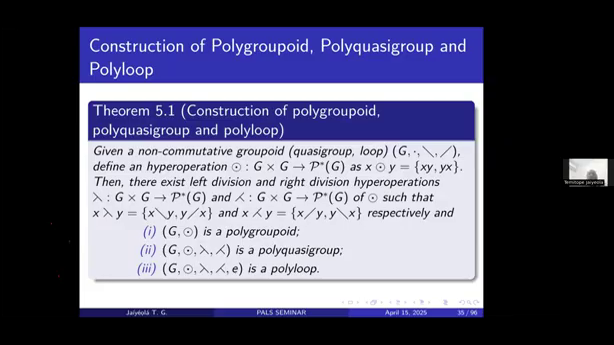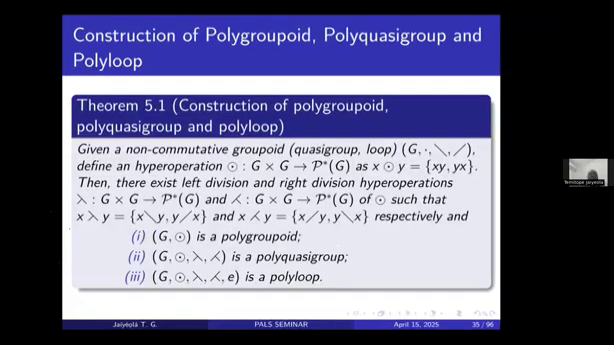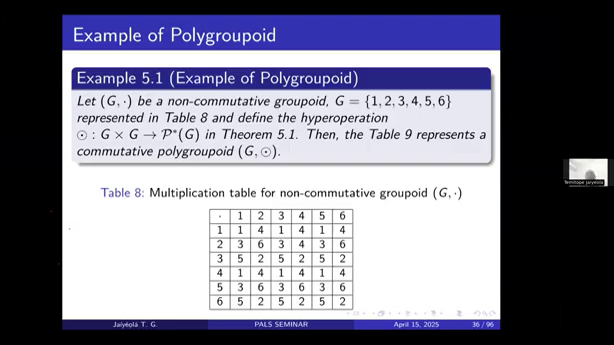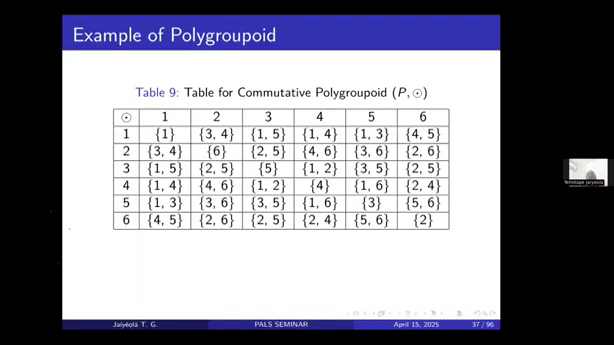And using this particular theorem, we have the following example. Example 5.1 is an example of a polygroupoid. Table 8 represents a groupoid. And with the aid of that table, using theorem 5.1, which I just stated, you have table 9, which gives you a commutative polygroupoid.